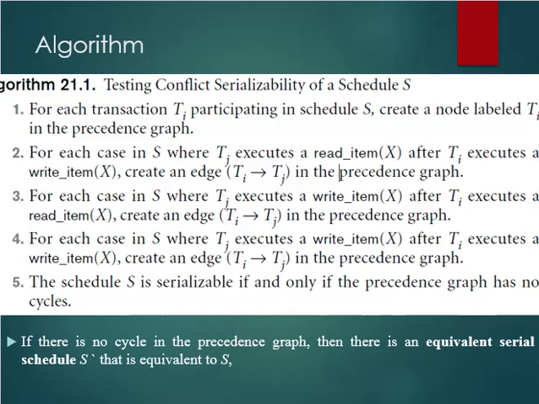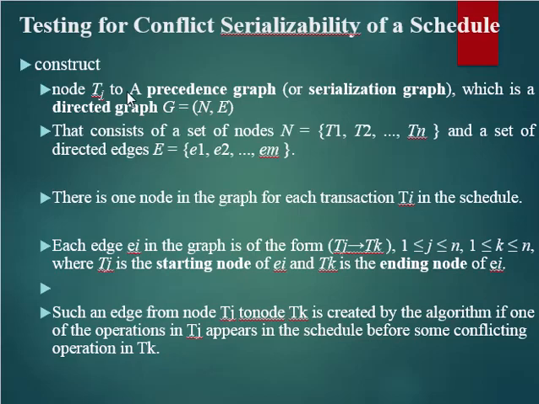For each transaction Ti, before that we need some detail regarding the graph. We are going to draw a directed graph that consists of a set of nodes N equal to T1, T2 up to Tn, where the nodes indicate the corresponding transactions, and a set of edges E1, E2 up to Em, which show the flow. That means we will check the order of the transactions in the next slide. That way we are drawing the edges.